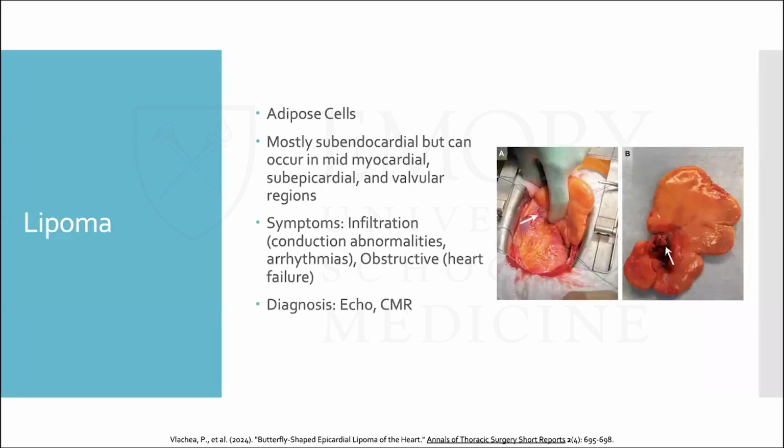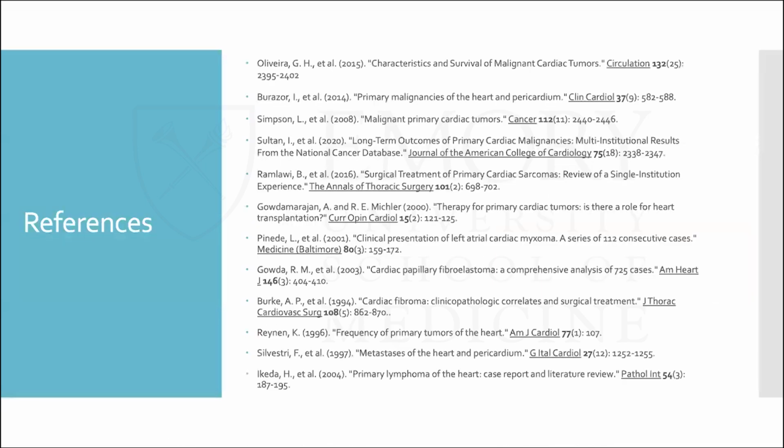Diagnosis is mostly made by CMR, but echocardiograms could identify these masses, especially if they're growing into the cavity. And a definitive treatment is surgery. Although these are benign, they often grow into ventricular walls and can cause conduction abnormalities and arrhythmias, and they are slow growing. It's preferred that when amenable, these tumors are taken out.